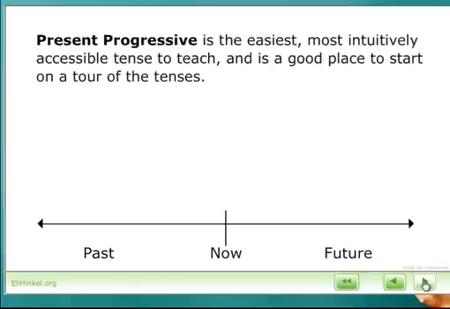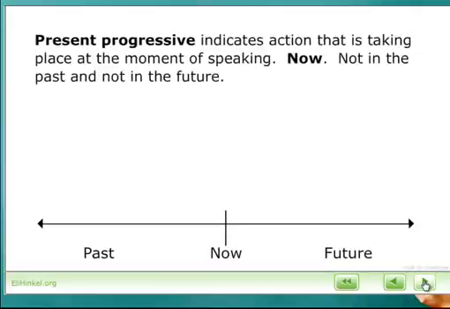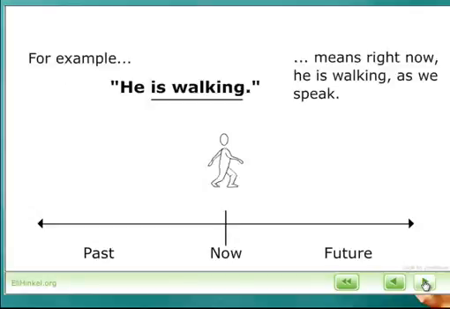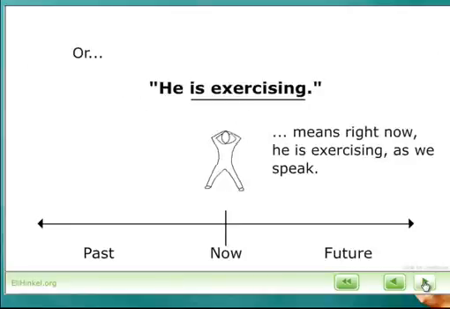Present progressive is probably the easiest tense to learn, so we're going to go ahead and start with that one. Present progressive is talking about now. It's not talking about the past. It's not talking about the future. I'll give you an example of that. He is walking. That means right now he is walking as we speak. Another example, he is exercising. Right now, as we speak, he is exercising.